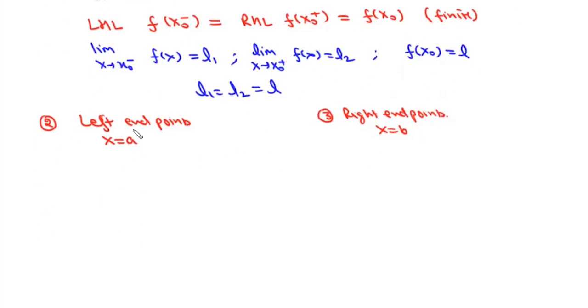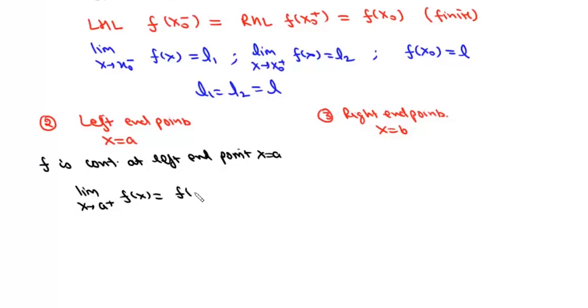Now if we say a function f is continuous at left endpoint x equal to a, if limit x tends to a positive f(x) is equal to f(a). So basically in this case, this right hand limit at a must be equal to this function value. So this is f(a positive) is equal to f(a).